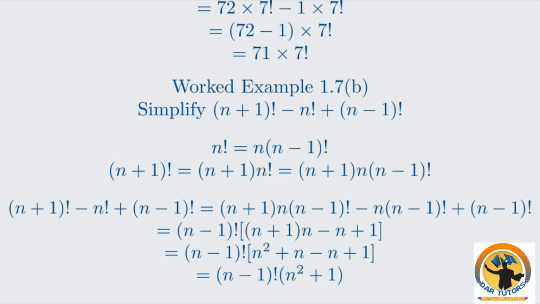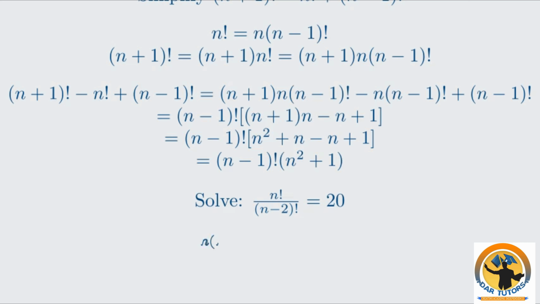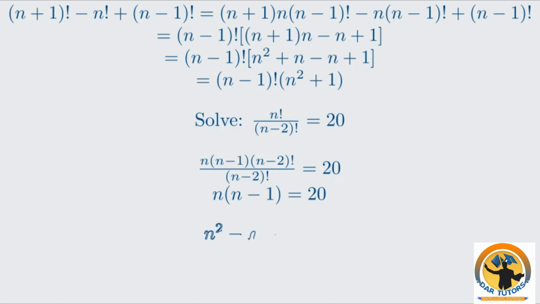This technique is very useful for solving equations involving factorials. Let's solve n factorial divided by (n minus 2) factorial equals 20. We expand n factorial to n times (n minus 1) times (n minus 2) factorial. The (n minus 2) factorials cancel, leaving us with n times (n minus 1) equals 20. This is a quadratic equation. We can solve it by expanding and rearranging. n squared minus n minus 20 equals 0.